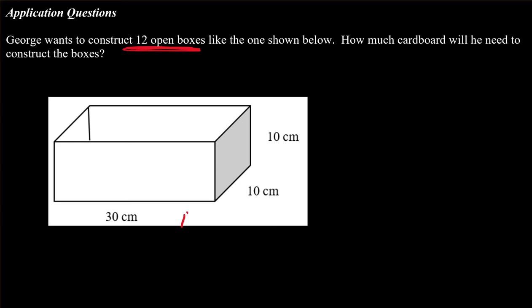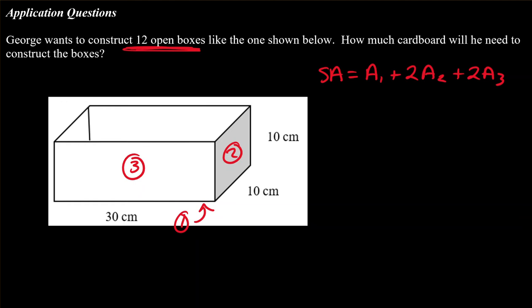We've got a bottom on here, so that's going to be surface area number one. And then we've got a side and we've got a front. Now the front and the back are both the same. The right side and the left side are both the same. And there's going to be one bottom. So the surface area of this object is going to be area number one plus 2 area 2 plus 2 area 3. There's a front, there's a back, so 2 area 3s. There's a side and a side, 2 area 2s, and there's only 1 area 1.